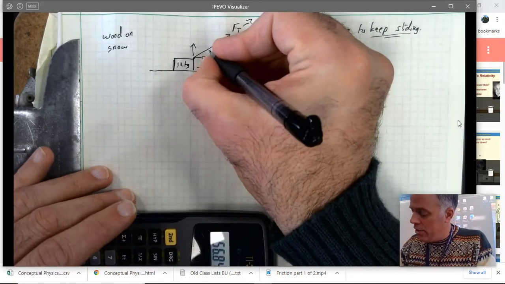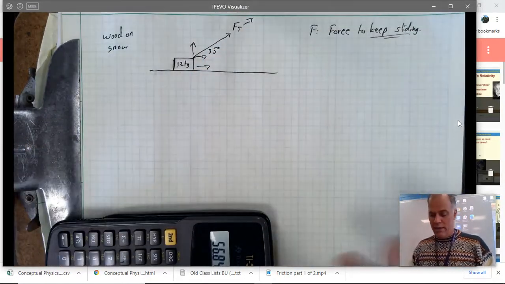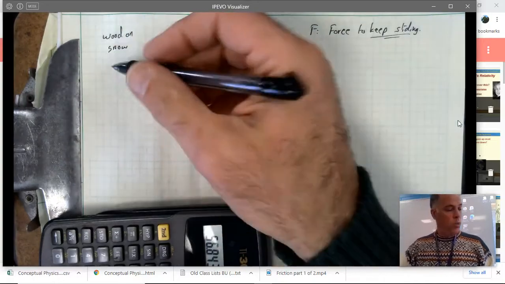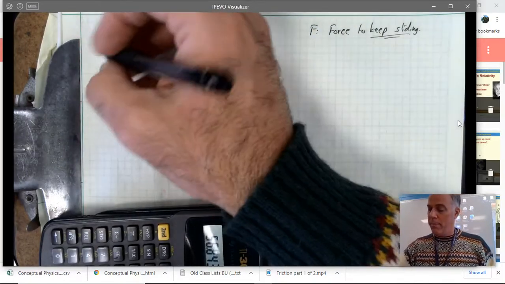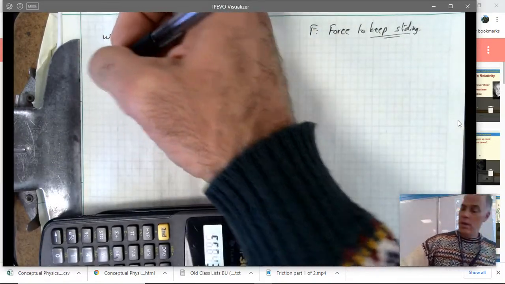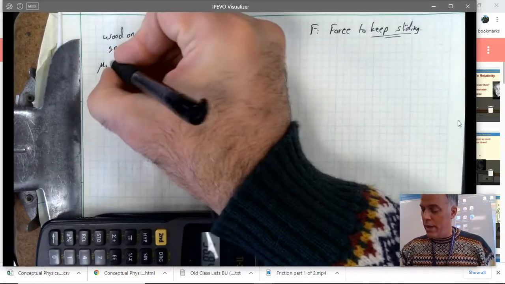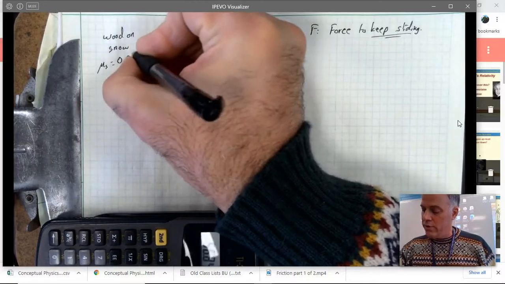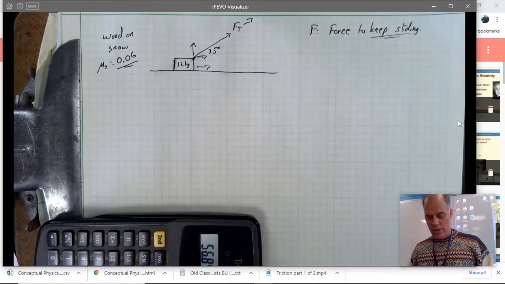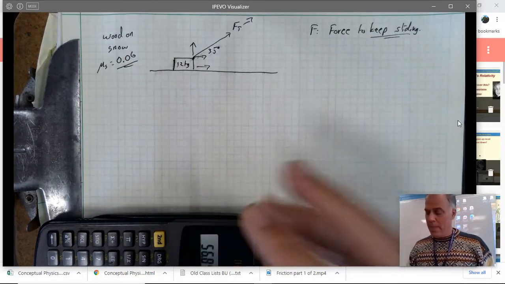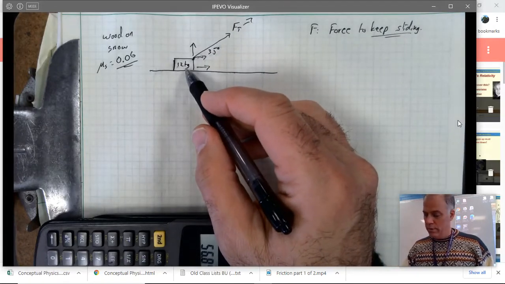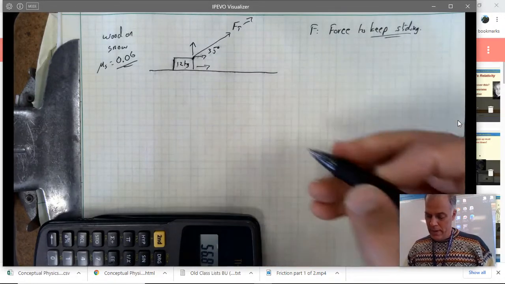Okay, we're going to call this 35 degrees. We do need that angle in here. It's wood on snow, and when we look up on page 138, we see that the coefficient of friction, and this is sliding friction, so this is a mu k, is equal to 0.06. And yes, you should look that up to see what we've got. Okay, it's a 12 kilogram wooden block on a snow surface.